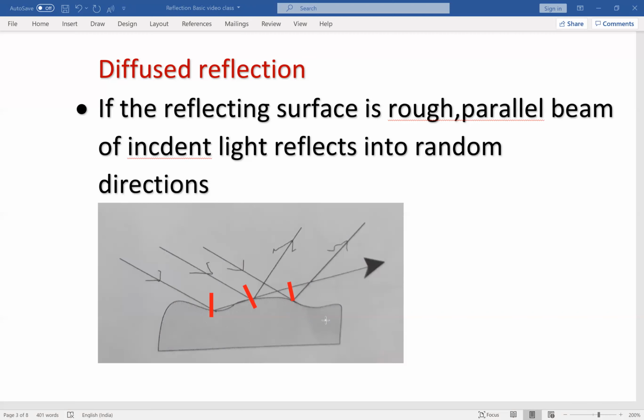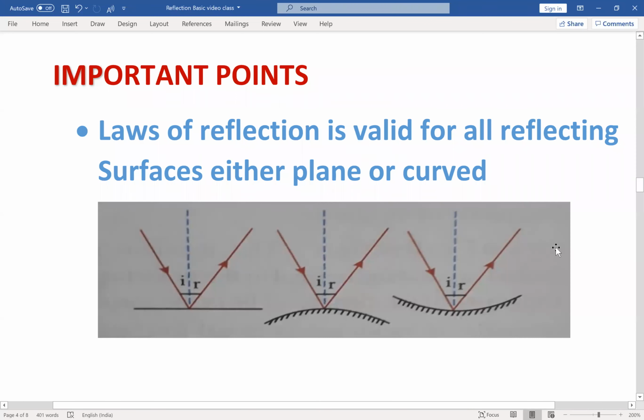With this we can understand the diffused scattering of reflection. This is useful for seeing objects which are non-luminous. So let us go with some important points related to reflection.